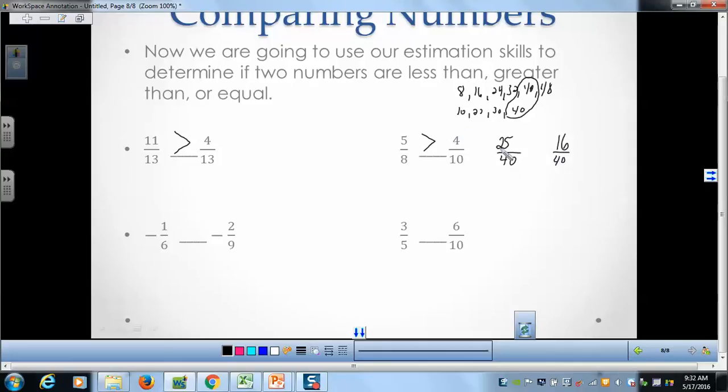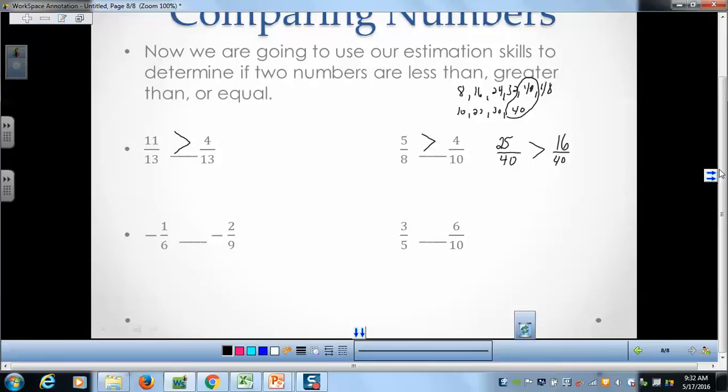And I get to that. So what I can see right away is 25/40 is definitely much bigger than 16/40, and so that's definitely greater than. So some of these, it's maybe quicker to use estimation. If you don't feel comfortable with that, know that you can always convert these to like denominators to compare.